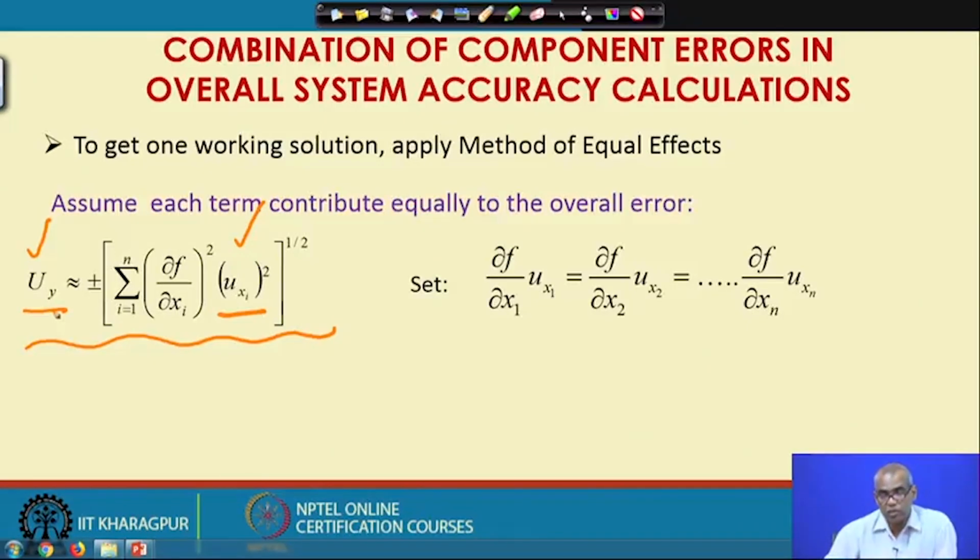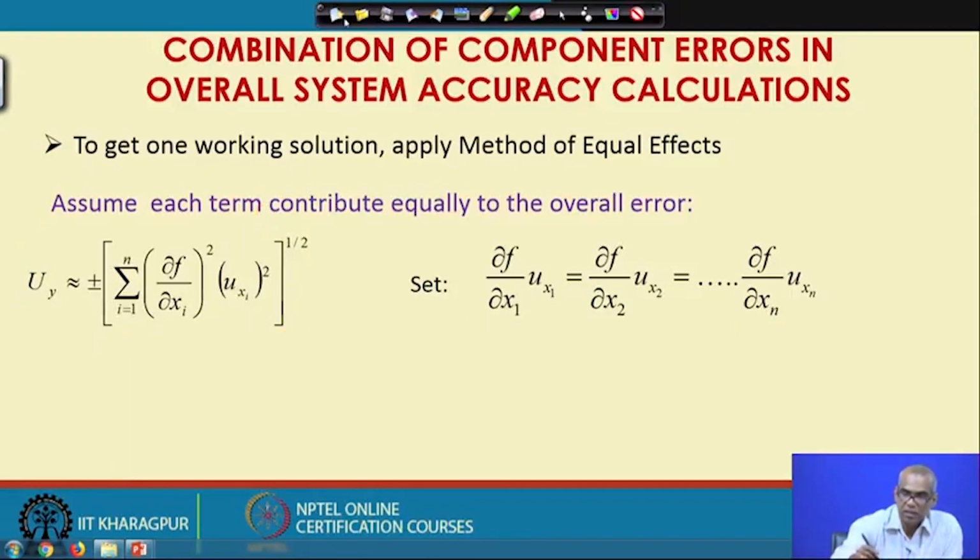So, to get a working solution, we will make use of an approximation known as the method of equal effects. Here we assume that each of these u x i contributes equally to the overall error u y. That means del f del x 1 u x 1 is equal to del f del x 2 u x 2 up to del f del x n u x n. All these terms we consider equal. The moment we do that, it is now possible to get a working solution.